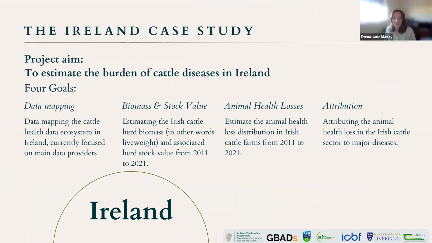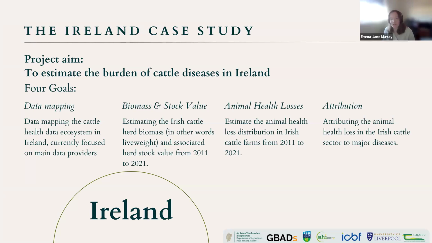I want to quickly give an overview of the Irish case study. The main aim of the study is to estimate the burden of cattle diseases, so it's no small feat. We have four main goals, starting with what most researchers begin with: trying to figure out what data are needed, who the data owners are, and where to find it.